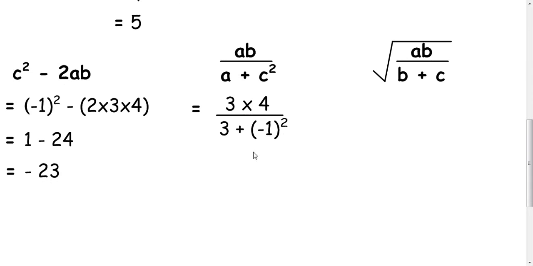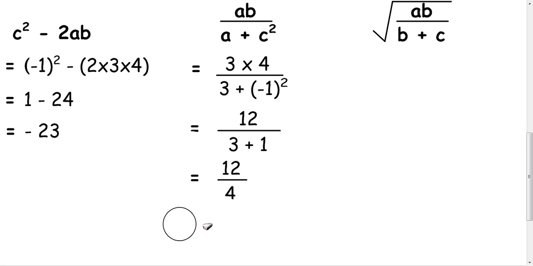So let's do the top line. So you're going to get 3 times 4, which is 12. And the bottom line is going to go to 3 plus negative 1 squared is just 1, so 3 plus 1. And that's going to go to 4. So 12 divided by 4. Again, just take your time with this. And 12 divided by 4 is 3. And that's your answer.